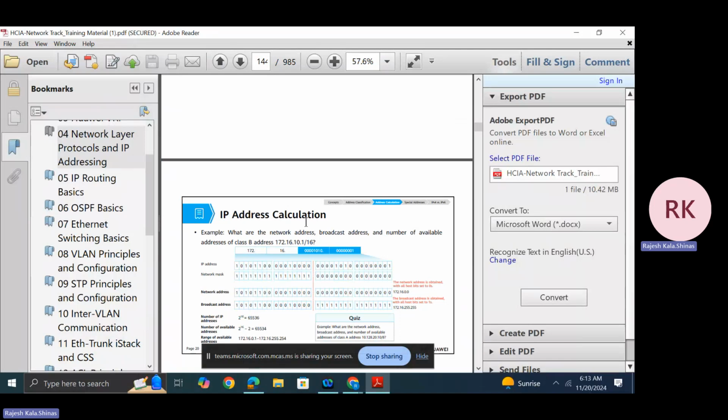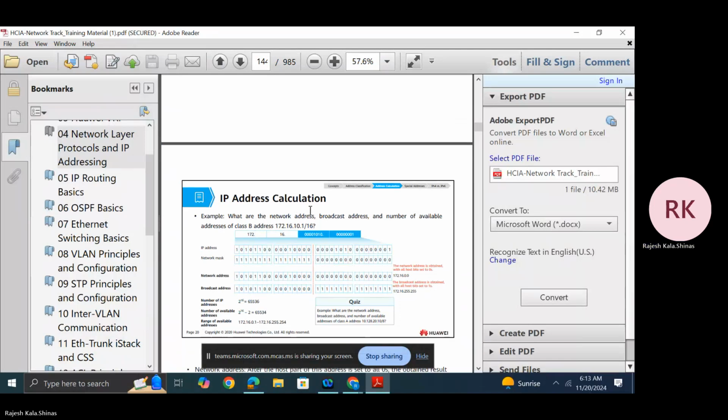How do we calculate IP addresses? See here. What are the network address, broadcast address, and number of available addresses for the class B address 172.16.10.1/16? I'll write it in decimal: 172.16.10.1. The network mask /16 means 255.255, so 255 means eight 1s here, and here also eight 1s.